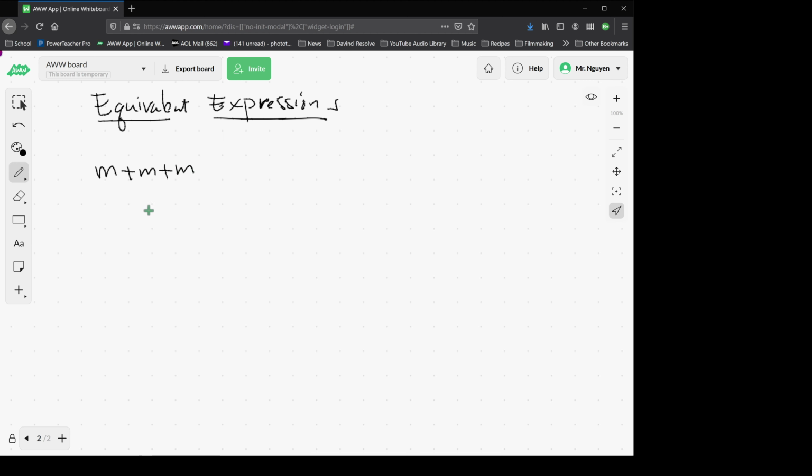Now, what we're going to do is simplify this expression into something a little bit neater, okay? So if we have three m's, can we write 3m? Because it's 3 times m. An example of this that you can possibly relate to better is if I had numbers. So I'm going to put this over here. Let's say you have 4 plus 4 plus 4.